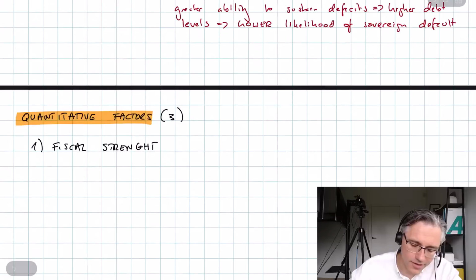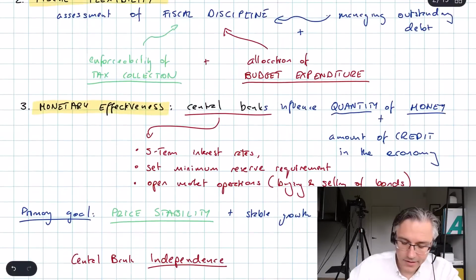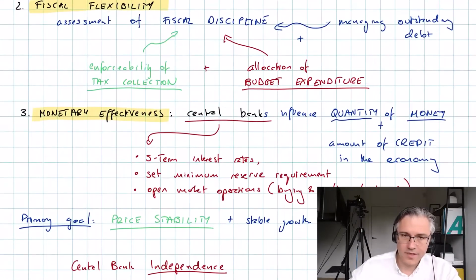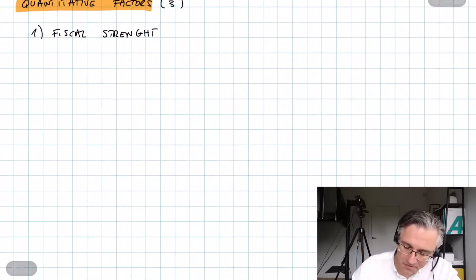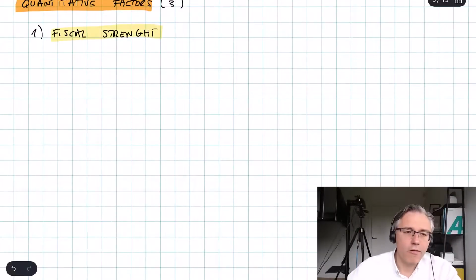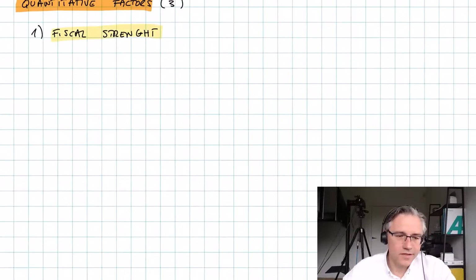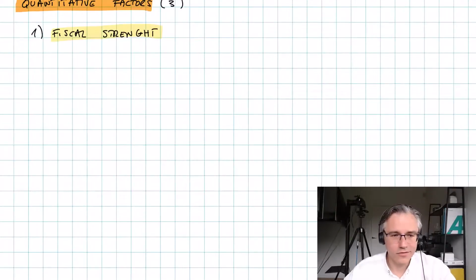Remember that in the qualitative factors we had fiscal flexibility, which is all about assessing the discipline of the public finances. Here it's measuring the fiscal strength, and I know the two may seem very much overlapping, and they indeed are. So this is not a very strict analysis. It's absolutely normal to think about them at the same time.